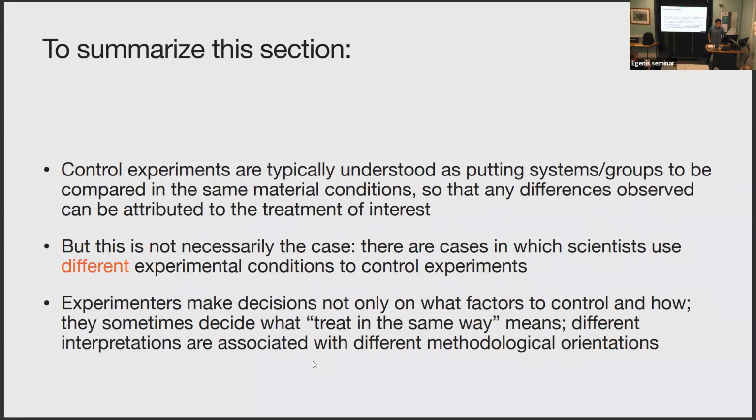Okay, so to summarize this section, control experiments are typically understood as putting systems or groups to be compared in the same material conditions so that any differences observed can be attributed to the treatment of interest. But this is not necessarily the case. There are cases in which scientists use different experimental conditions to control experiments. And this also suggests that experimenters make decisions not only on what factors to control and how, they sometimes have to decide what treating in the same way means. And different interpretations of this question are associated with different methodological orientations and hence have different epistemic implications.